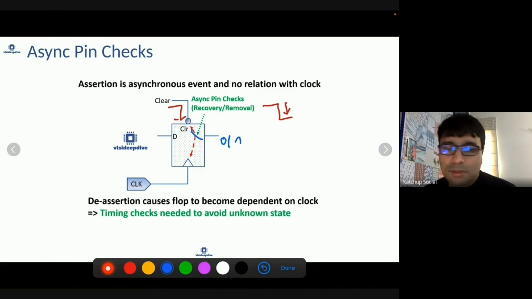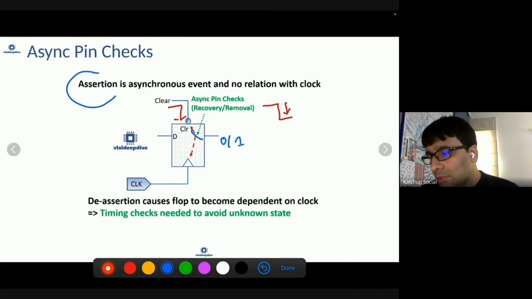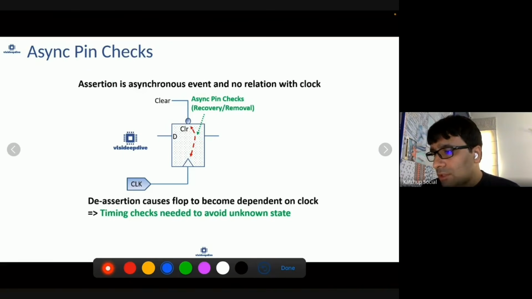Deassertion, what happens? This is during assertion. Now what happens during deassertion? When the deassertion happens, rather than start taking data from here, the flop will start taking data from here because now reset has deasserted. Now, in order to ensure to take data from here, this data is dependent on clock.